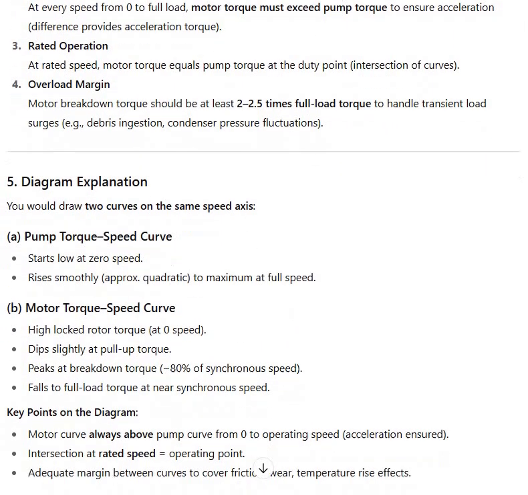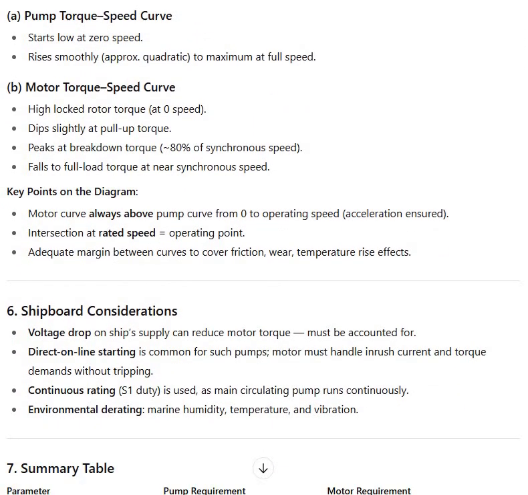Now the diagram explanation. The pump torque speed curve starts low at 0 speed and rises smoothly to a maximum at full speed. In the motor, the torque speed curve has high locked rotor torque at 0 speed, dips slightly at pull up torque, peaks at breakdown torque, and falls to full load torque at near synchronous speed. So it falls to full load torque at the synchronous speed. That is what you're trying to achieve, the synchronous speed.